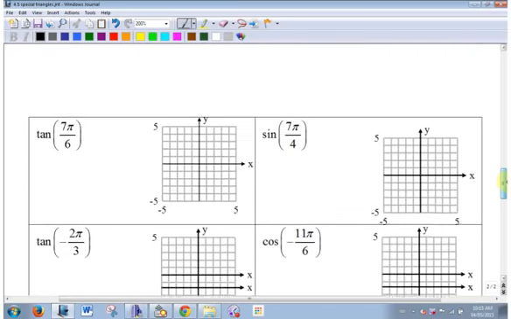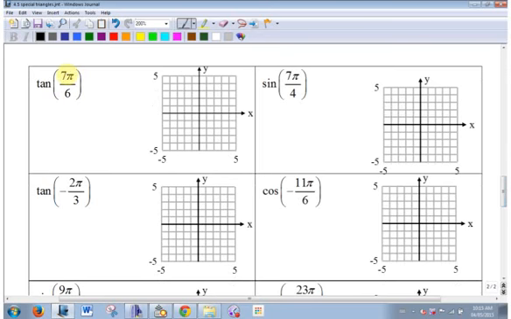Just a few more. I don't know how many you want me to do. 7 over 6 pi. So the first thing I do is go, that's 6/6 pi, right? That's a whole pi. So 7/6 pi is 1/6 bigger than 6/6. So the reference angle is pi over 6. I want tan of pi over 6. Tan of 30 degrees is 1 over root 3.